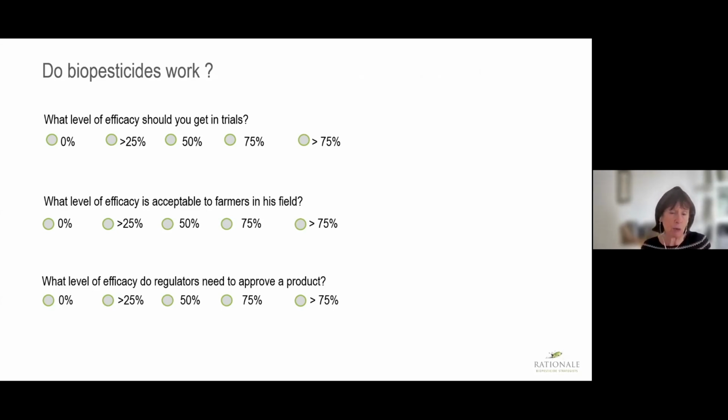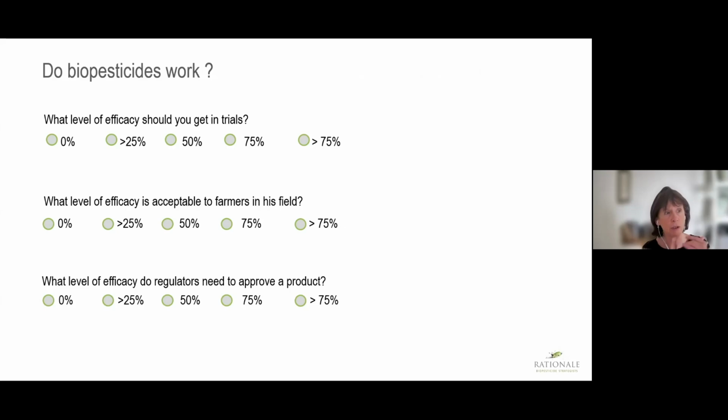But what is the level that's acceptable in trials? So the first thing is what level should you get in trials? And most people say to me it's going to be over 75%. What level is acceptable to the farmers? People say again 75%. And what do the regulators need? 75%. So just teasing that apart, I've already discussed that you don't need that over 75%.